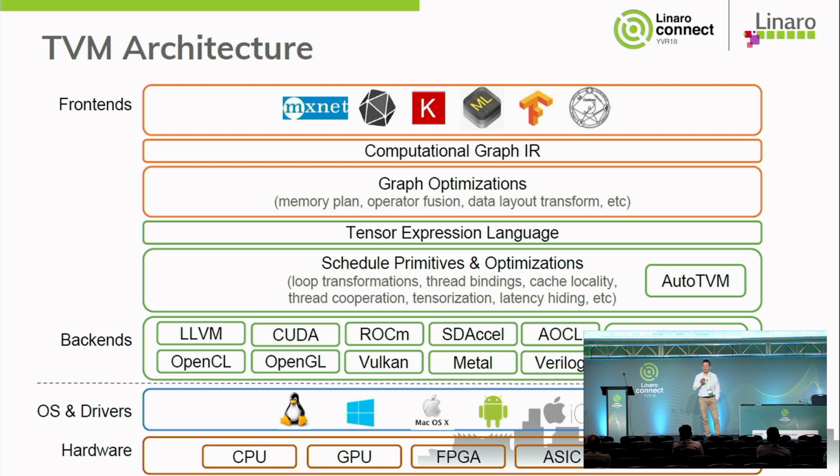Schedule is a set of transformations about the computation. A lot of schedule primitives are defined in TVM, and we can do optimizations at the schedule level. For example, loop transformations, thread bindings, cache locality, and specific to GPU acceleration, there is thread cooperation, tensorization, and such kinds of schedule primitives. Another new feature added recently to the stack is AutoTVM. I think Tom also mentioned it a bit just before.